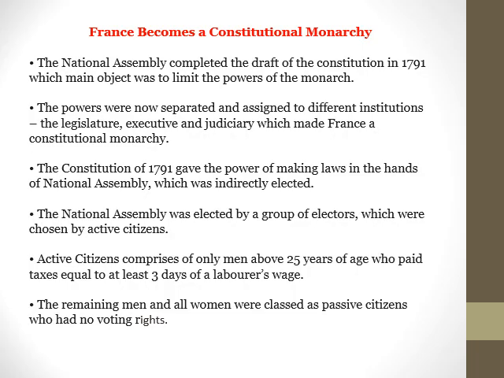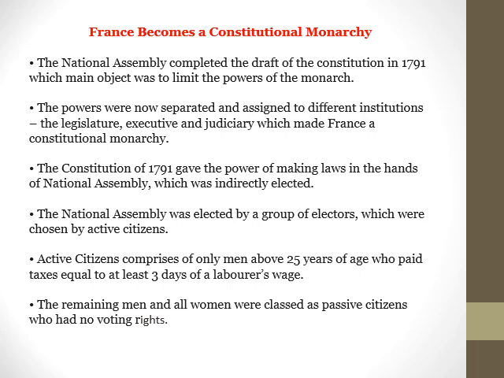Now when the National Assembly was preparing the Constitution, it completed its work of drafting the Constitution in 1791. And after this, they divided the powers between the legislature, executive and judiciary. And there were indirect elections in the Constitution. Whatever Constitution the National Assembly made, they selected an indirect way of electing the representatives.